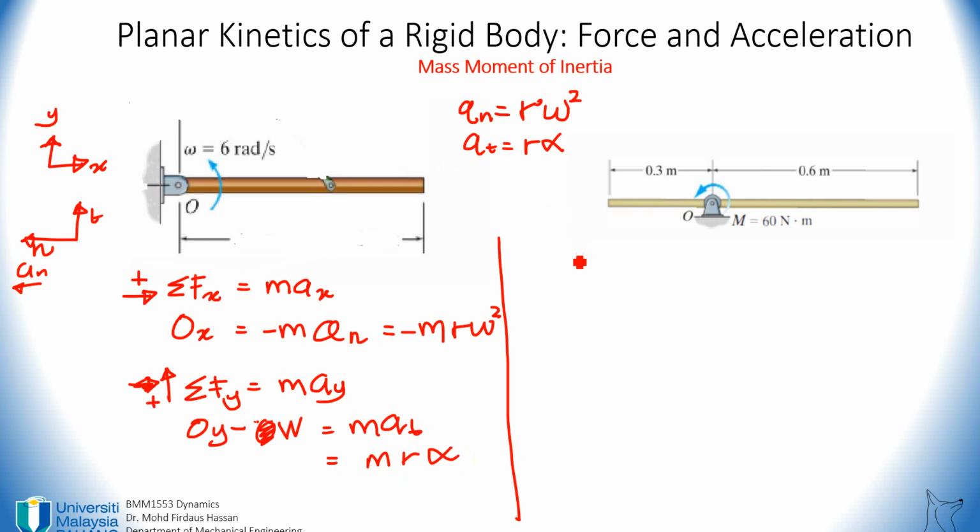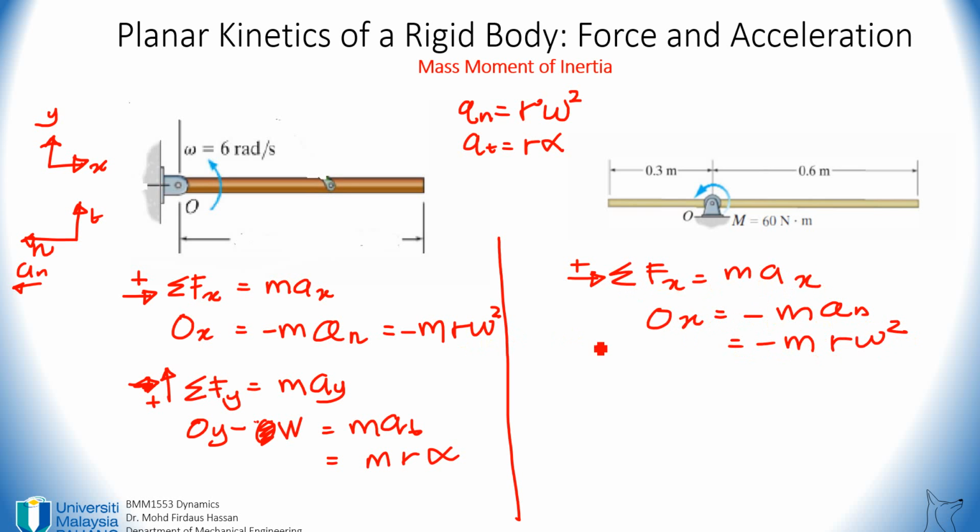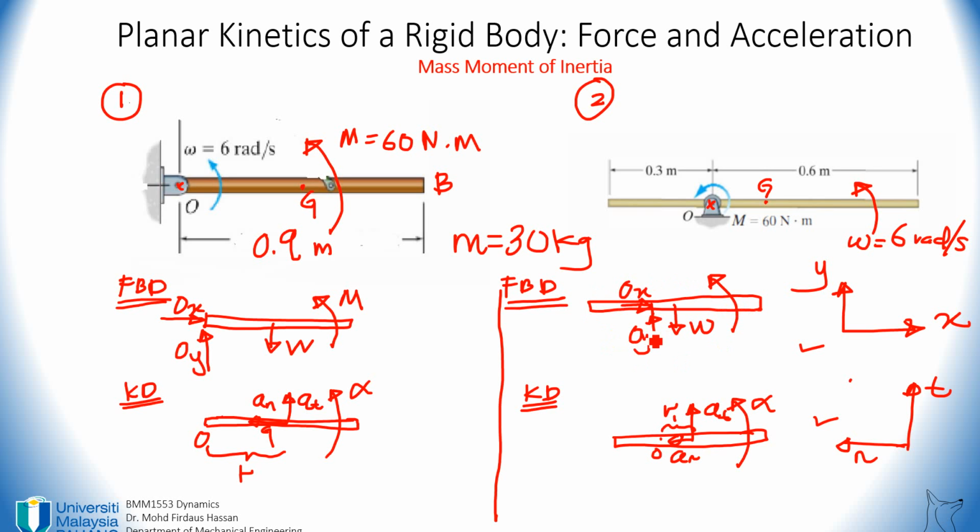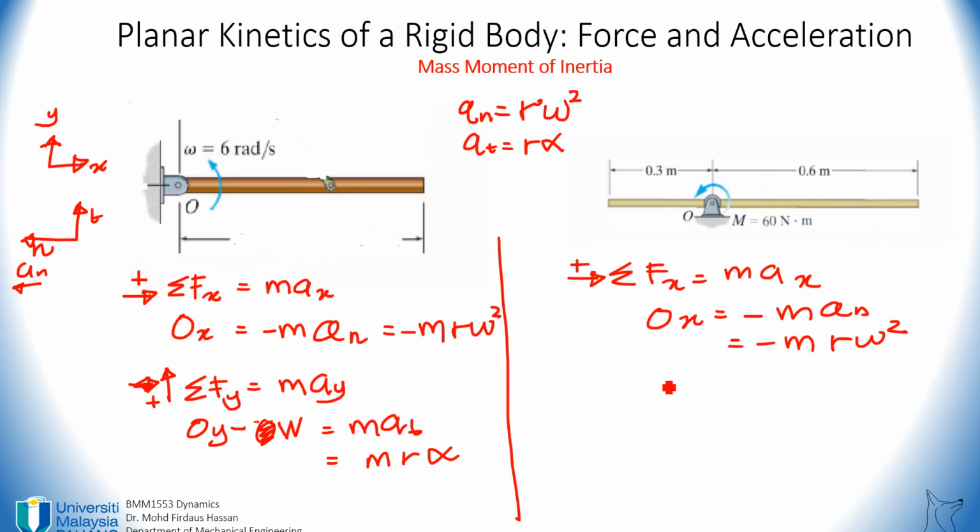For figure number 2, I think it's similar. To the right is positive. Summation of F in X is m ax. So OX is negative m R omega square. Similar, because even from the FBD it gives you similar things, similar direction and similar components of force. I don't want to discuss more on this, so you can use this one for solving the problems.